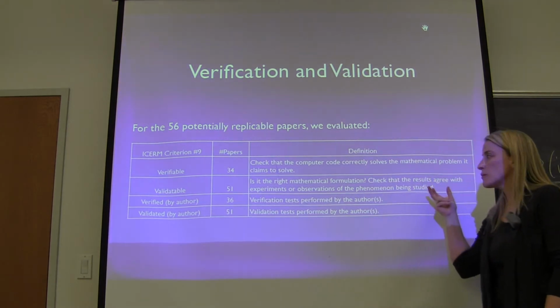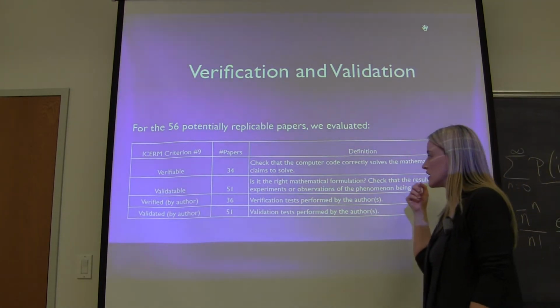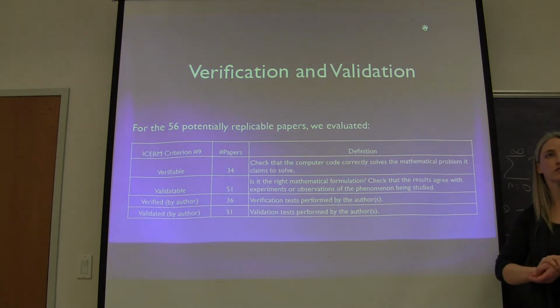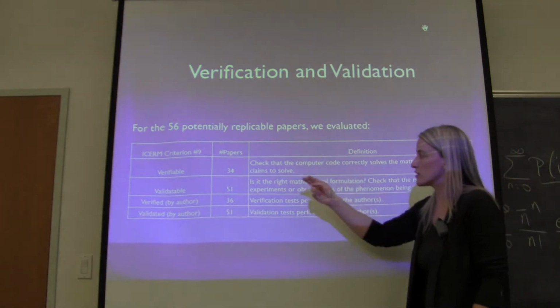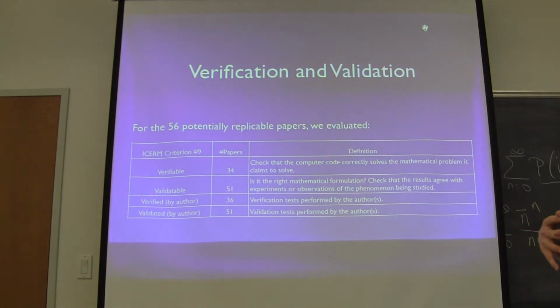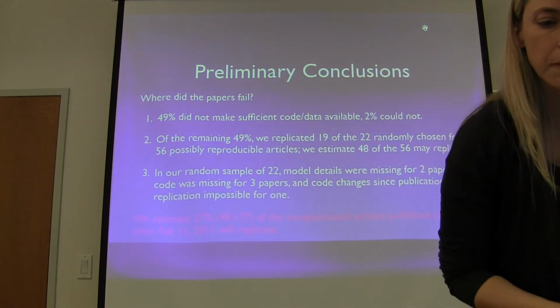Did they come up with even the right mathematical problem at all for what they're trying to address? And are you able to check that these results agree with other experiments or observations? And that's 51 out of 56, so that's validatable. So this starts to bring in these issues of, are they actually asking the right question, and are they taking the right methods as an approach to the question?